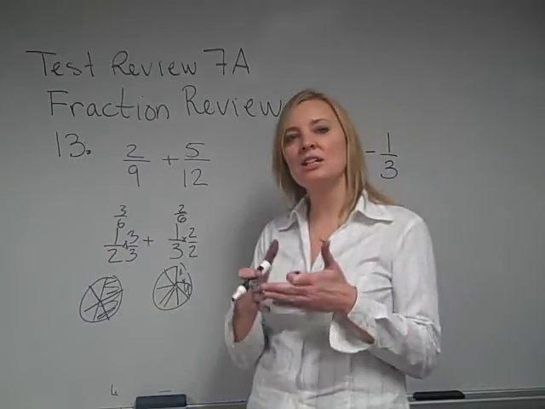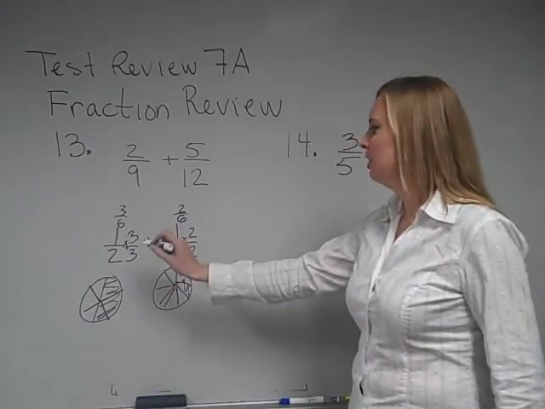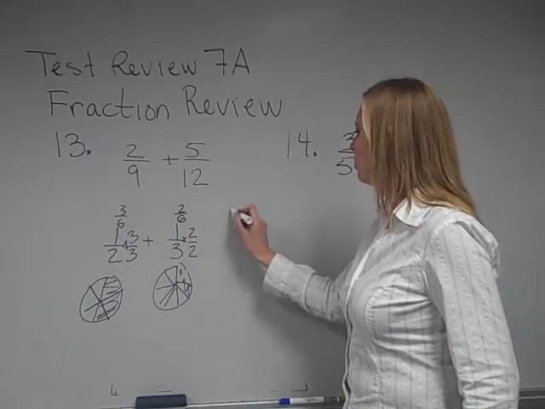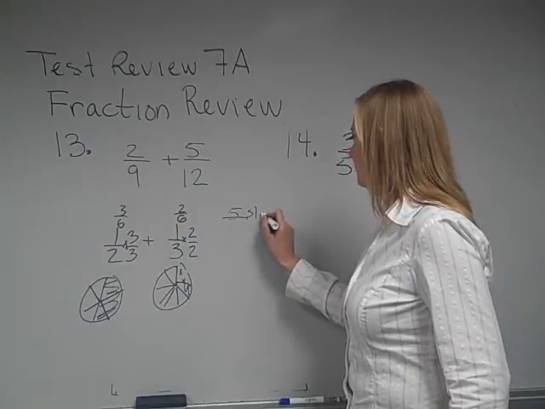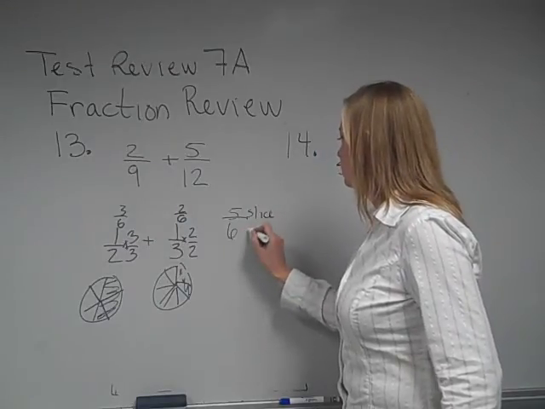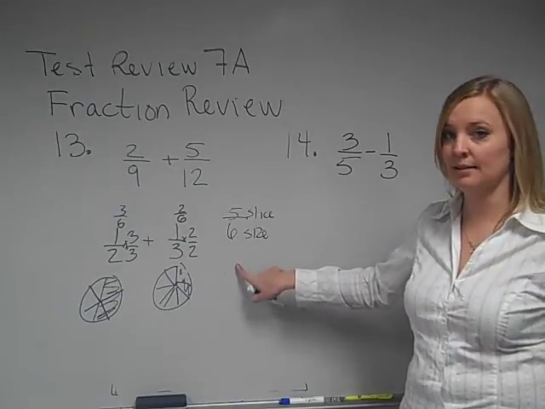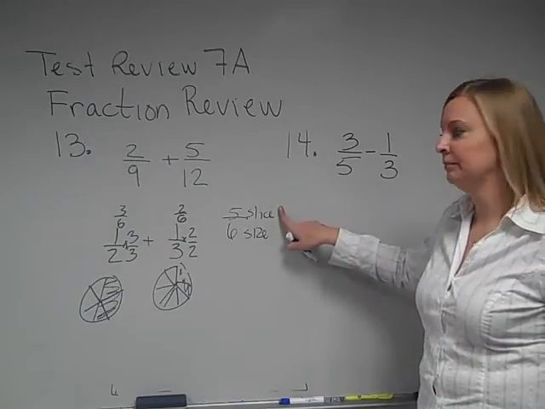Once you have that, then you can say how many do you have? You have 3 slices here and 2 slices here for a total of 5 slices cut into size 6. So the bottom number tells you how many cuts, and the top number tells you how many.